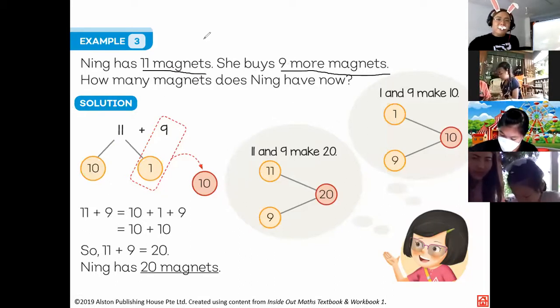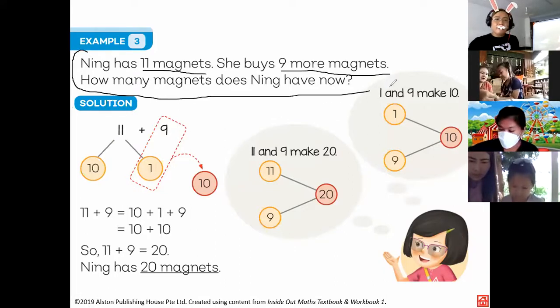Teacher Jeep, can you translate this in Thai? Yeah I can.